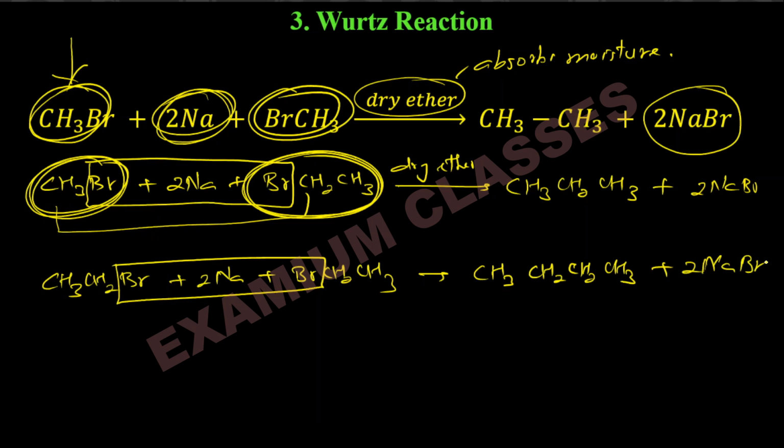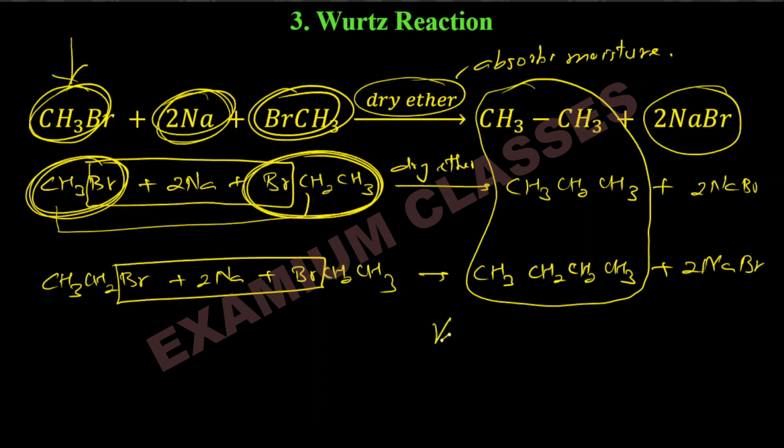And it is not preferred for preparation of odd numbered carbon alkanes, because you will get a mixture of these 3 alkanes. Now the point is, what's the problem? Even if it is a mixture, what is the problem? The problem is they have very close boiling points. So boiling points are very close. It means we can't use even fractional distillation to separate them.